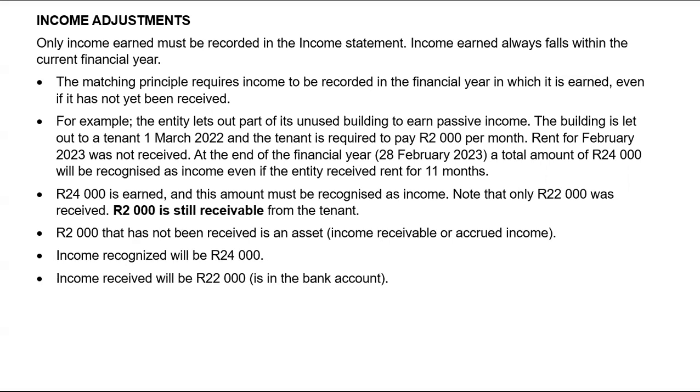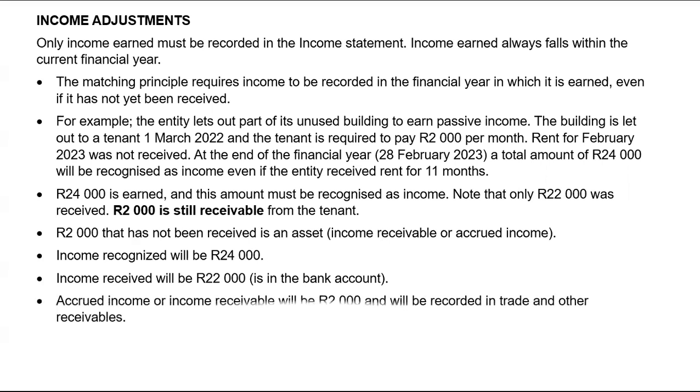In our bank, we have 22,000 rand instead of 24,000 rand. We are still owed the 2,000 rand. The 2,000 rand that we are still owed, as I've said, is our accrued income. Accrued income is income that we have earned, but we have not yet received. You can call it accrued income or income receivable. It will be recorded in trade and other receivables.